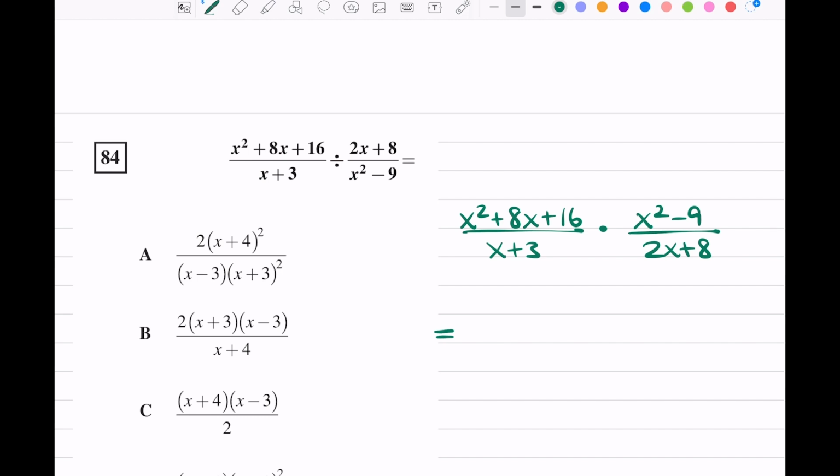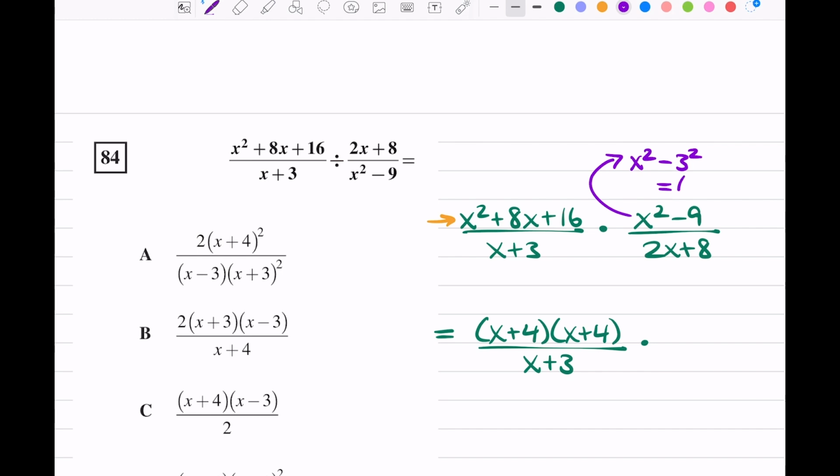Now we'll factor this one step at a time, starting with this piece. If we factor that, we'll get x plus 4 times x plus 4. On bottom, we just have x plus 3. You might notice that x squared minus 9 is a difference of squares. We can write it as x squared minus 3 squared. And we can factor this as x plus 3 times x minus 3. And we'll write that down here. And on bottom, we have 2x plus 8. We can factor out a 2 and get x plus 4 on the inside.